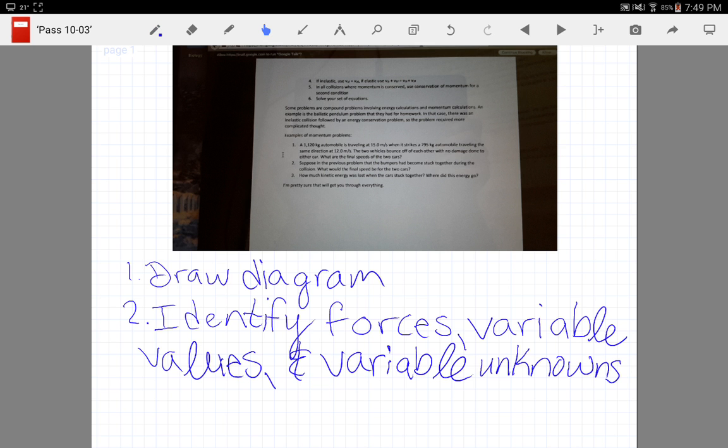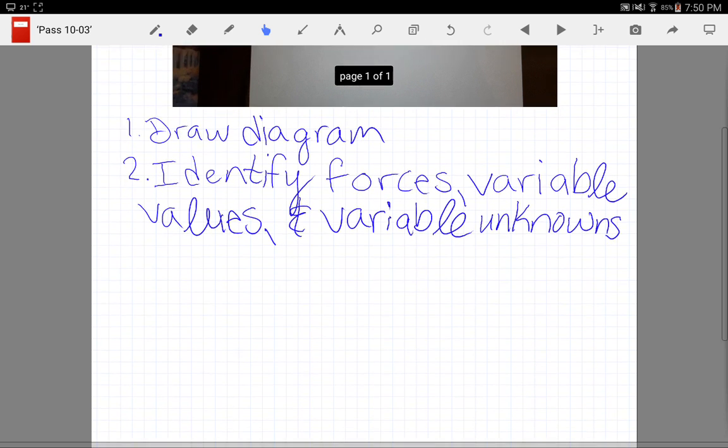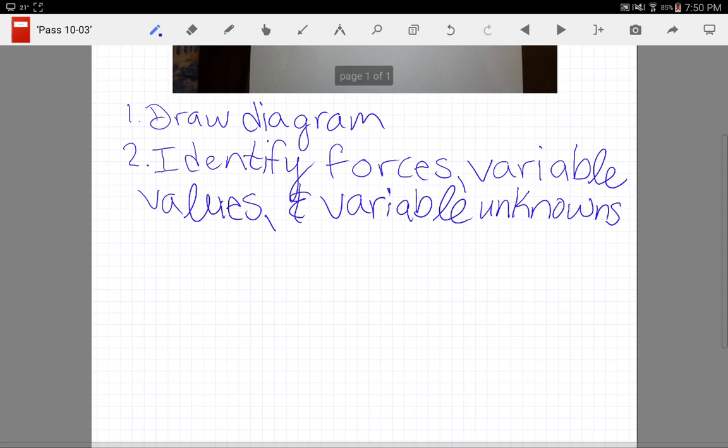Okay, so you guys all have the information for the first problem, correct? Okay, so I can slide this down. Okay, so have you all drawn your diagrams? Have you identified your variable values and variable unknowns yet? No. Okay, kind of. So I'm going to draw my little diagram here.